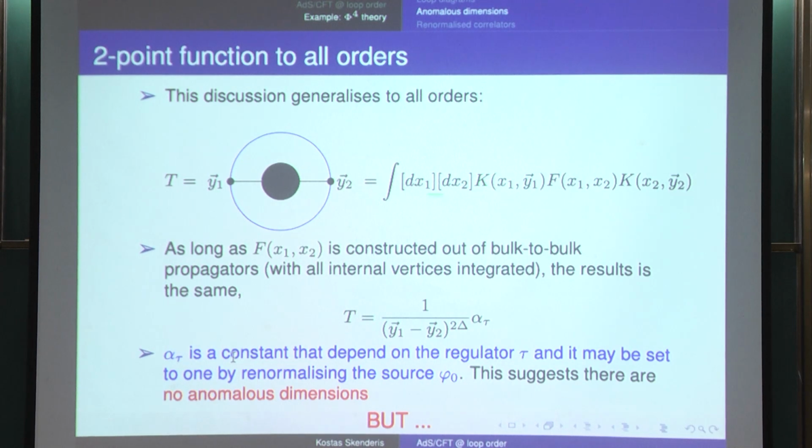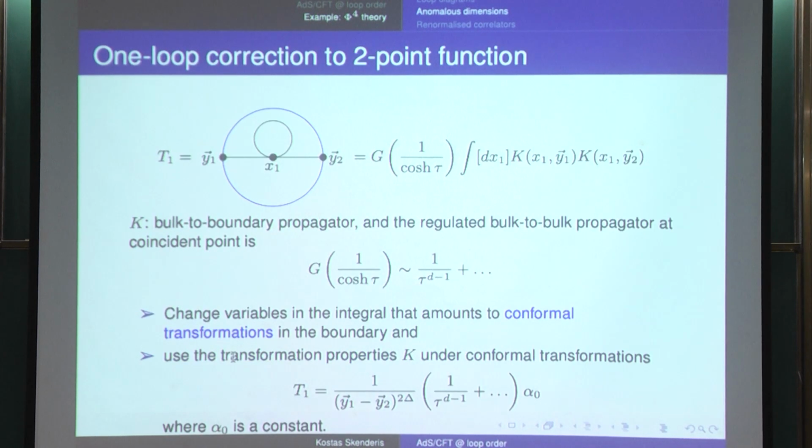So we have a bulk-to-boundary propagator from this point to some point y1, and then another one to some point y2. It's going to be some kernel, which is this black blob. And then one can do exactly the same argument that I gave you here with changing integration variables.